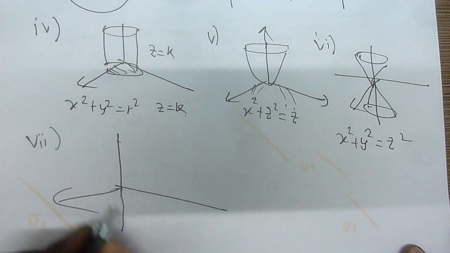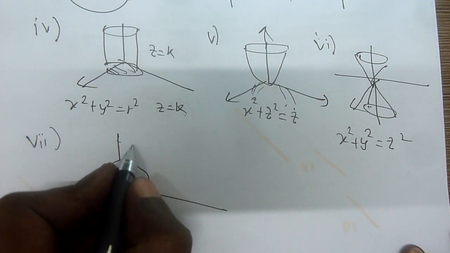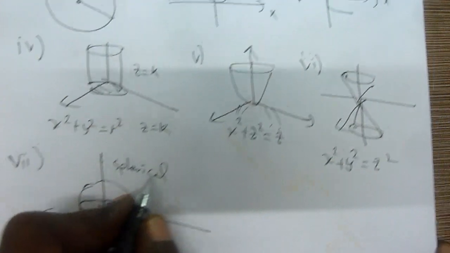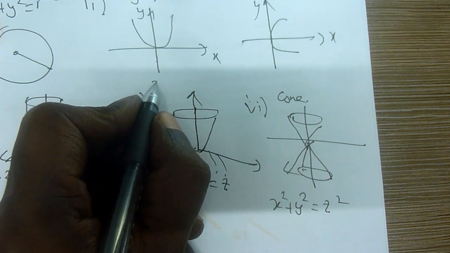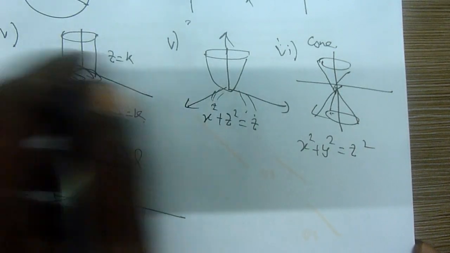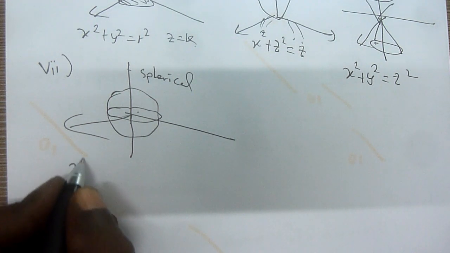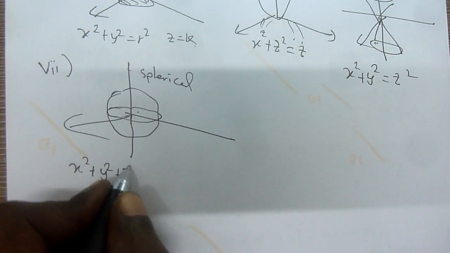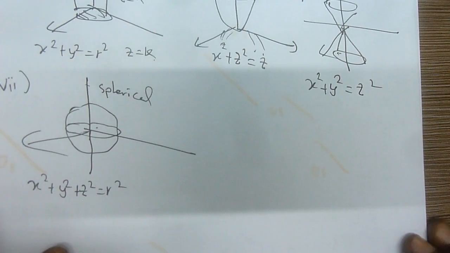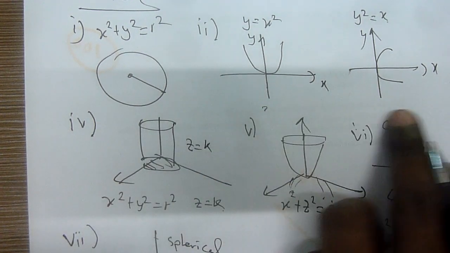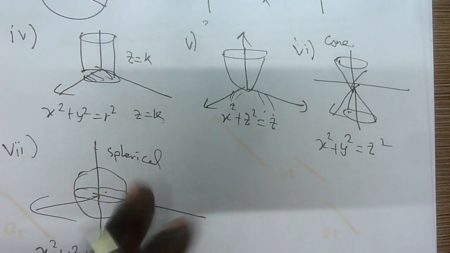In the spherical, it can move any way. Please write, this is cone, and this is paraboloid. For cylindrical, you just fill that up. The thing here is x squared plus y squared equals r squared. Spherical. And one more, remember, these are the things you will be expected to sketch. Therefore, this must be in your mind.